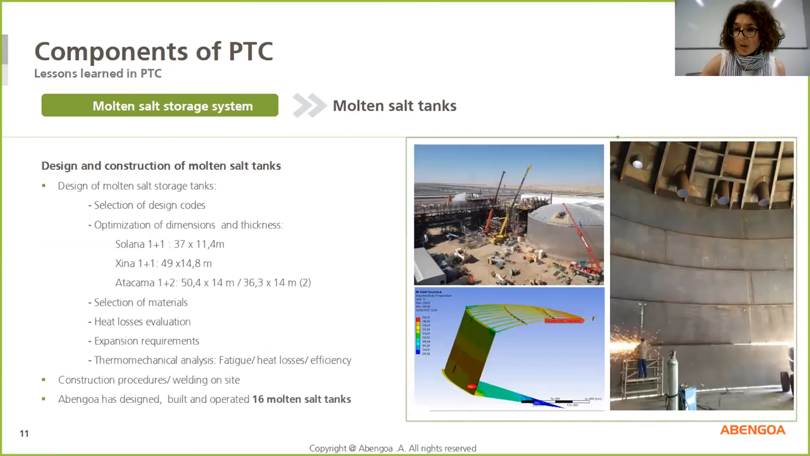If we talk about a second key system for the operation of a parabolic trough collector plant, we should talk about the construction and operation of the molten salt system, the storage system. This is a key component in the dispatchability of the plant. We use a binary mixture of sodium nitrate and potassium nitrate in an indirect double tank configuration.